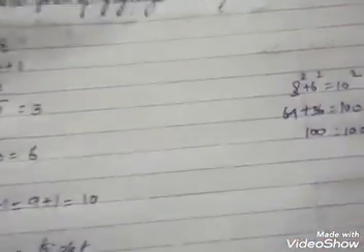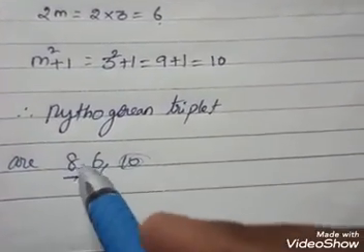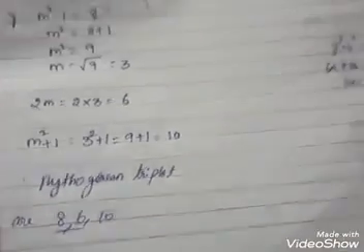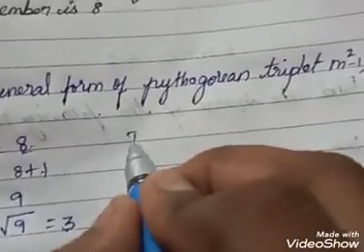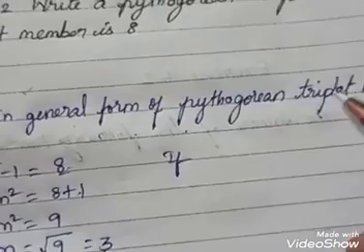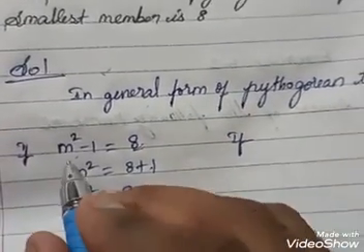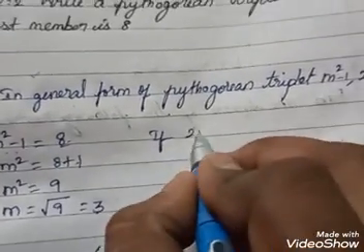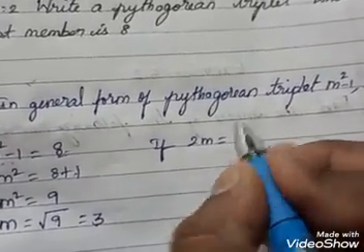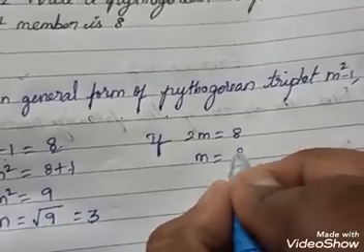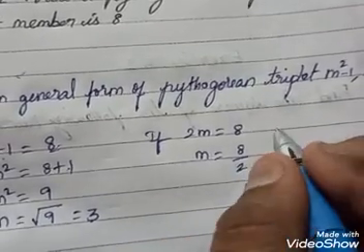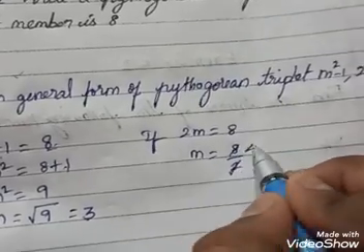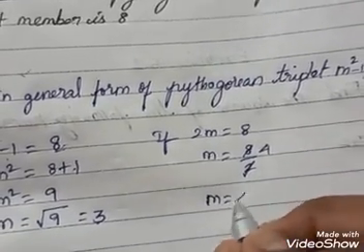So now you can see 8, 6, 10, these 3 are a Pythagorean triplet. Otherwise, in another form, if you take the smaller value as m square minus 1, otherwise 2m which is equal to 8. Here you can check m which is equal to 8 by 2. So we can simplify. 1 2s are 2, 4 2s are 8. So m is equal to 4.